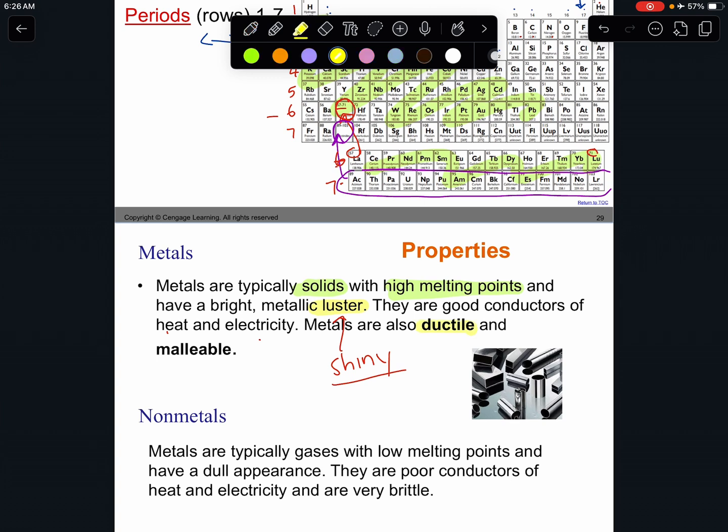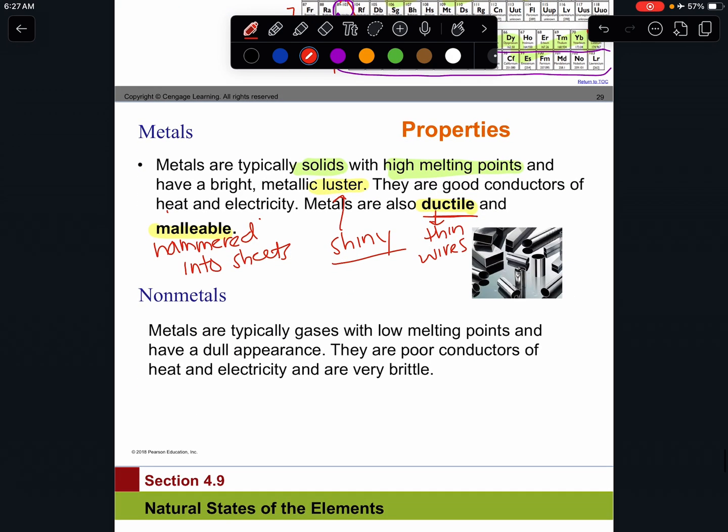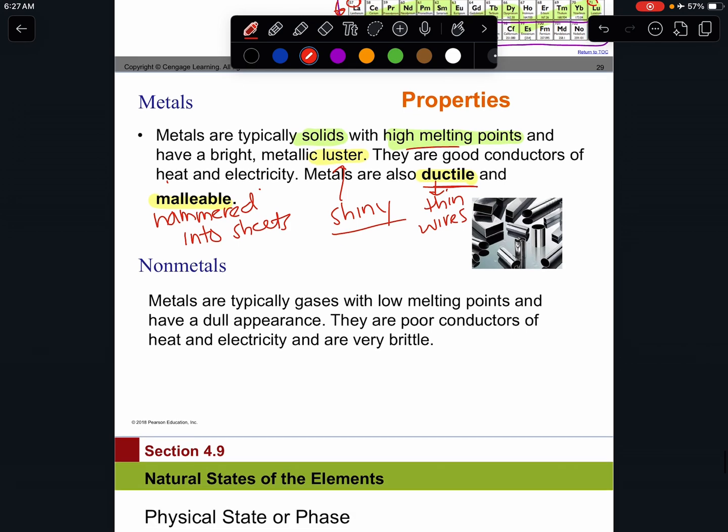And then we have 2 more terms here. We have ductile and malleable. Ductile means it can be formed into thin wires. So for example, copper wires is very ductile. And malleable means it can be hammered into sheets. So for example, think of aluminum foil. All right. So some good properties of metals. Now, we utilize metals for so many of their properties, specifically their ductile and malleability, and also their high melting point. So that is why they're majorly used in weapons and construction and tons and tons of stuff.